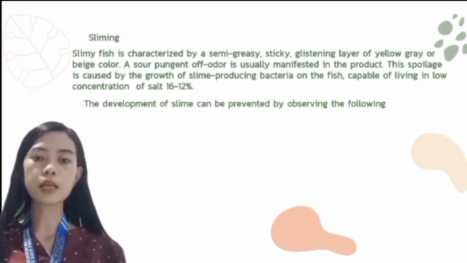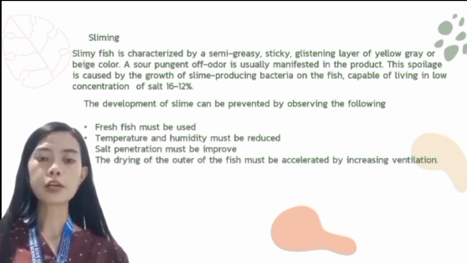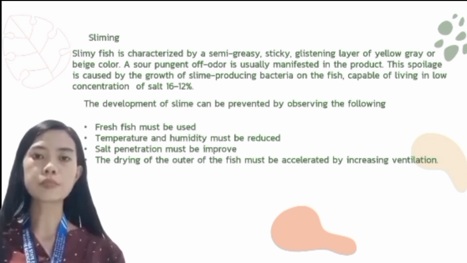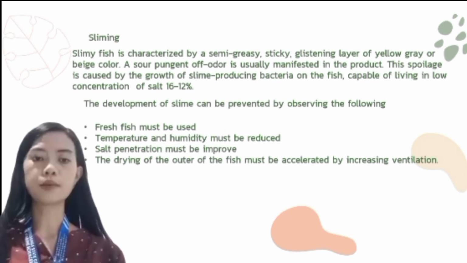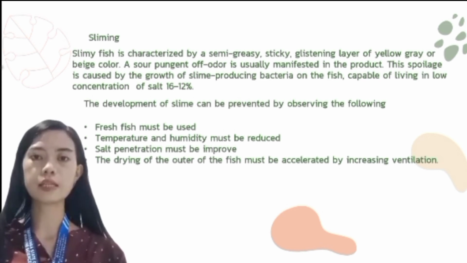The development of slime can be prevented by observing the following. Fresh fish must be used. Temperature and humidity must be reduced. Salt penetration must be improved. And the drying of the outer part of the fish must be accelerated by increasing ventilation.